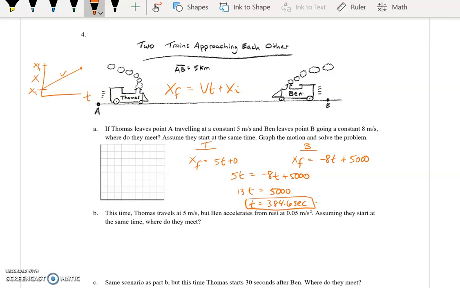As far as where, you can plug that t back in, either for Thomas or Ben. Either way, you get a final location of 1,923. The 1,923 meter mark.